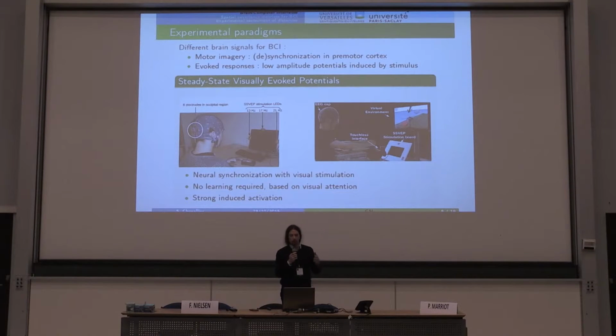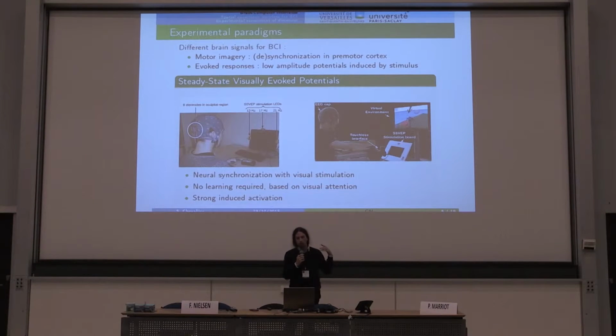The most used experimental paradigms for brain-computer interfaces are based on motor imagery. That is, you imagine a movement, like a hand movement, and you have a synchronization in one part of your brain and a desynchronization in another part. So that's what we are looking for. Or there are also lots of evoked responses, like low amplitude potential bumps induced by a specific stimulus.